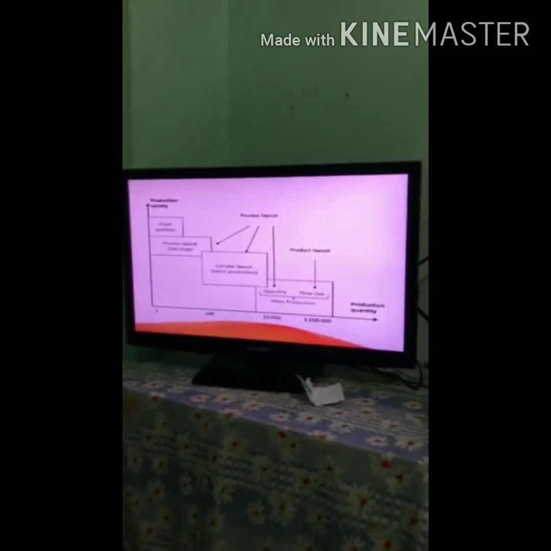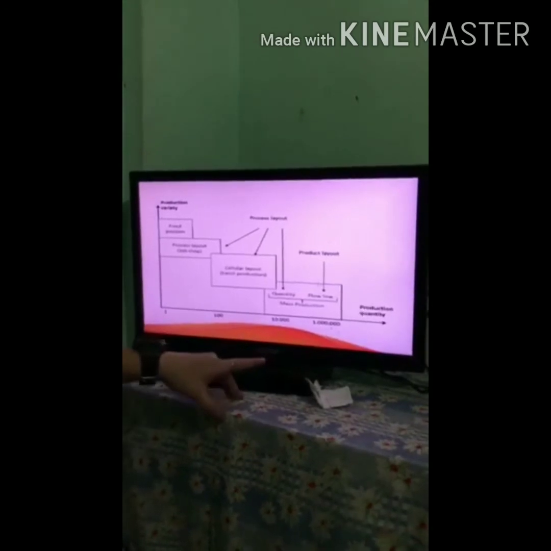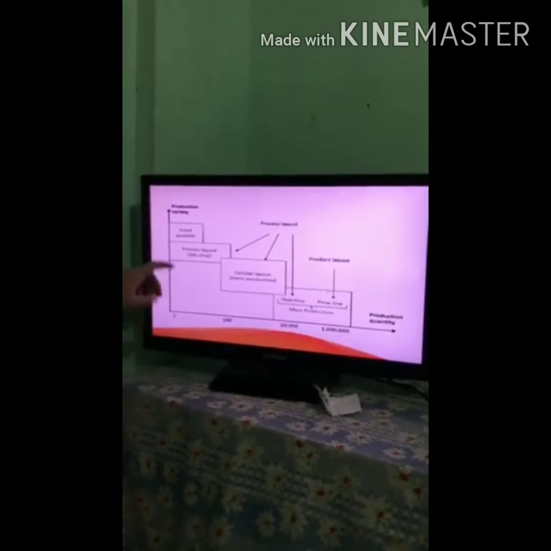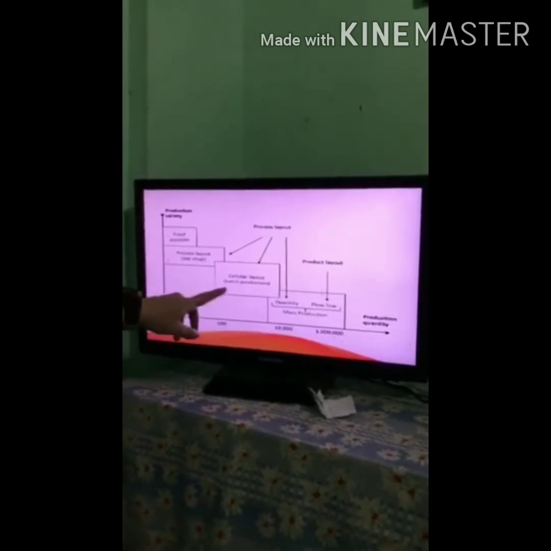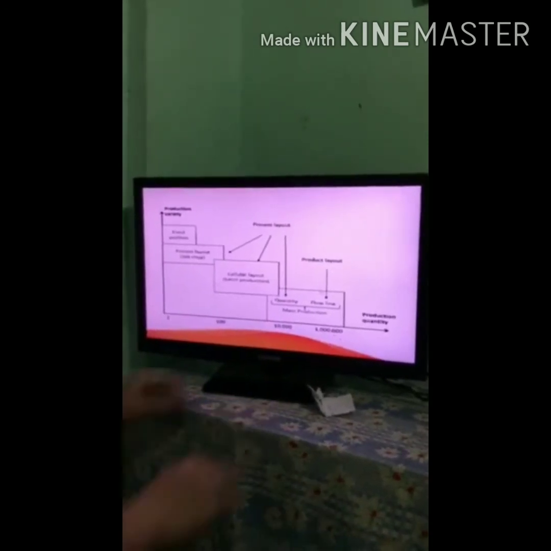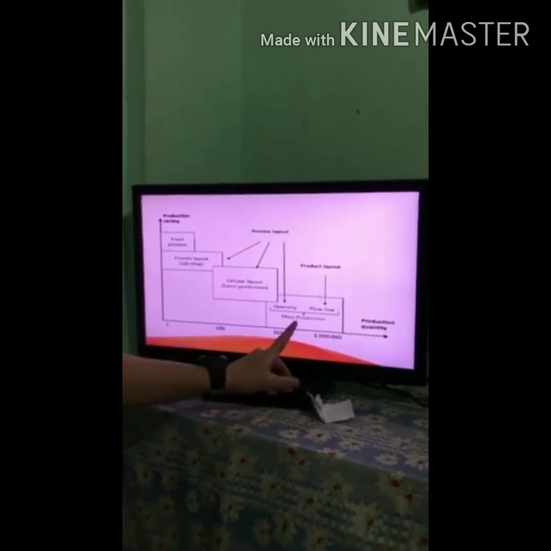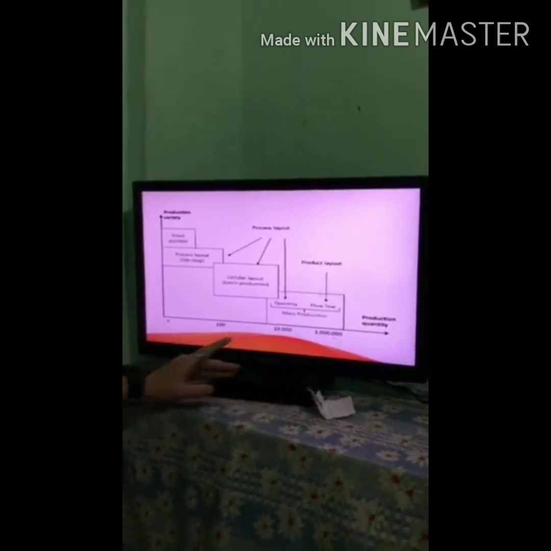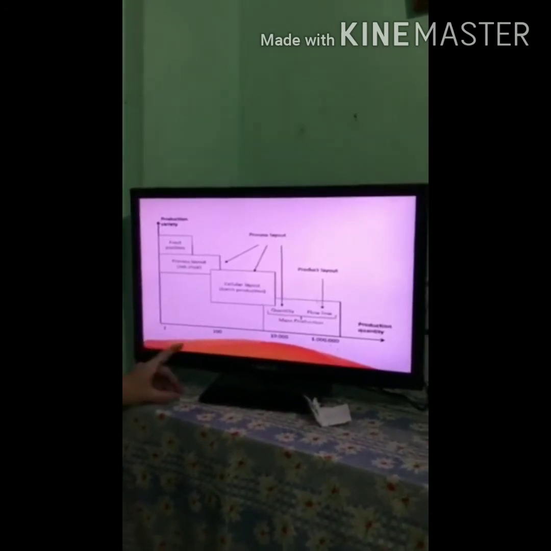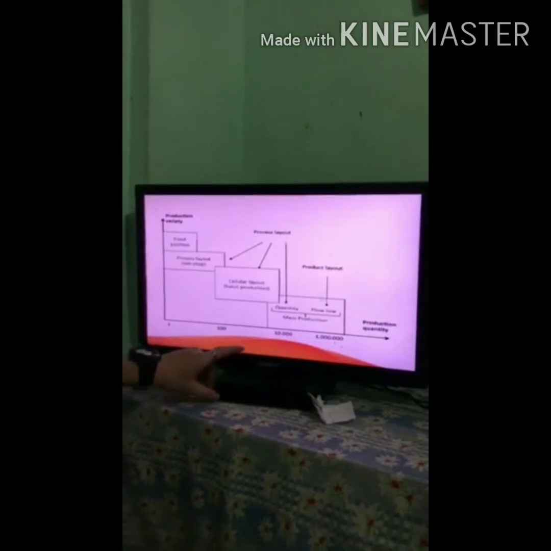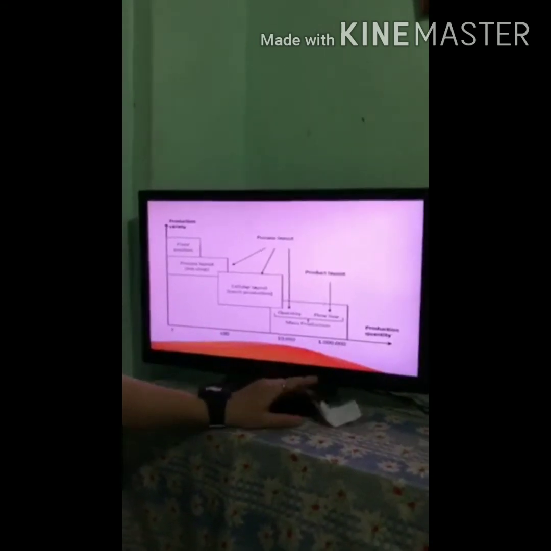So the diagram here is for the process layout. So in the process layout, first we need to be in a fixed position and process layout in a cellular layout. For the product layout, this one bases the quantity in a flow line for the mass production. So the more the productions are good, the more the products are in a good quantity or good quality.